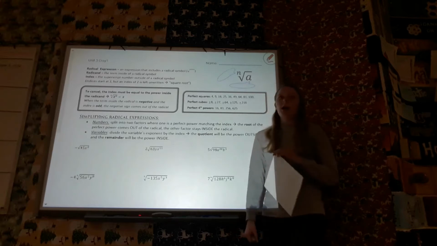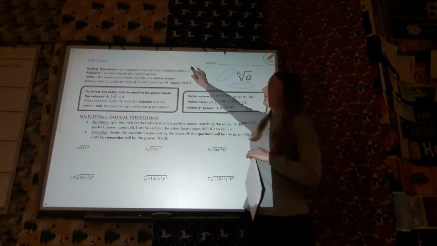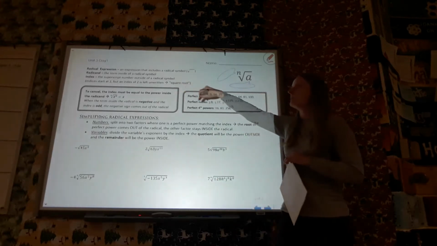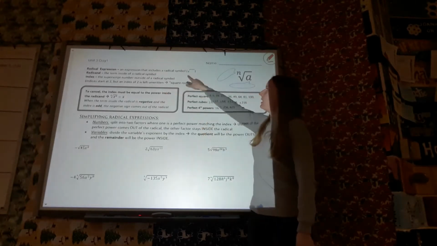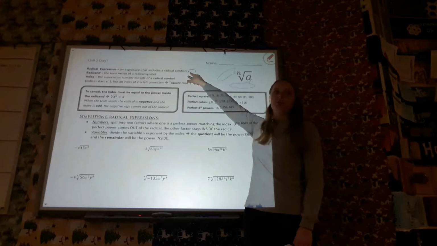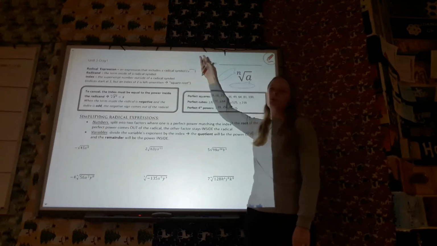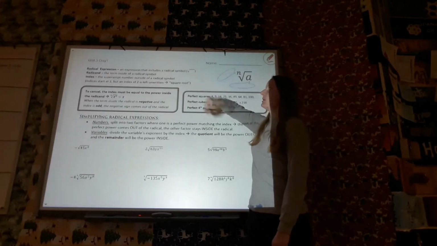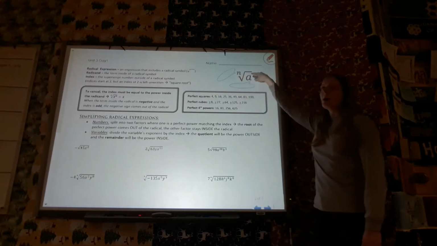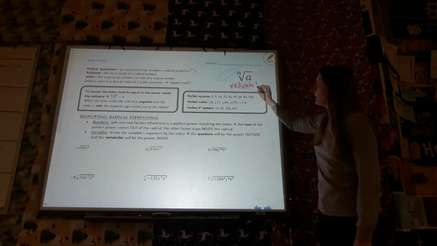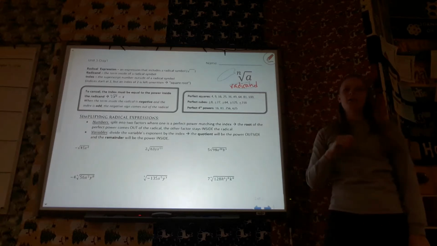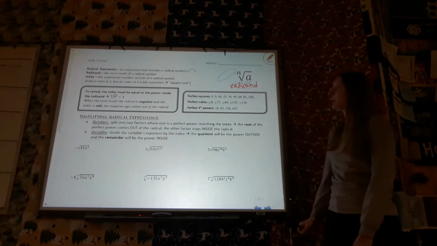A little bit of vocabulary before we get started. We have three main vocabulary words for this unit. The first one is radical expression: any expression that involves this symbol, which we call a radical. This root or radical symbol is illustrated right there. Whatever is inside is called the radicand. Anything that's inside the radical symbol itself is called a radicand.